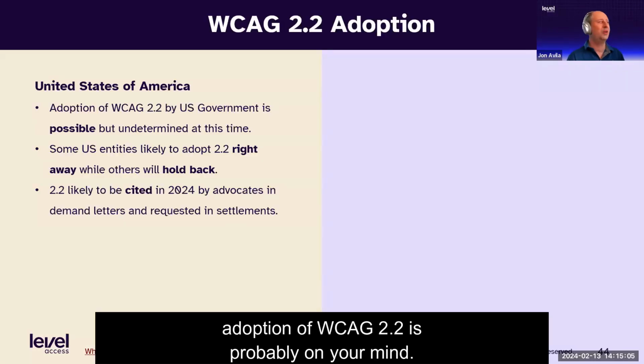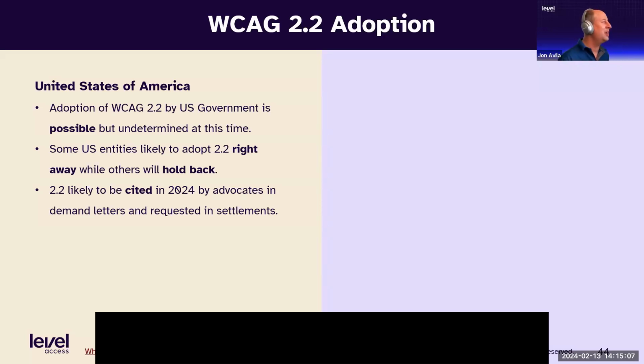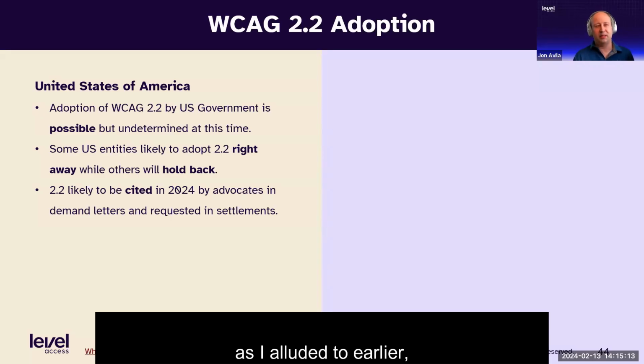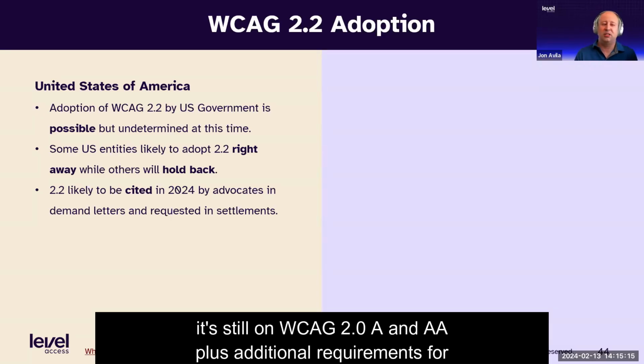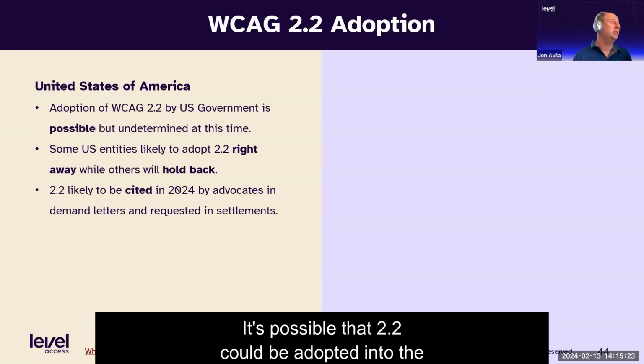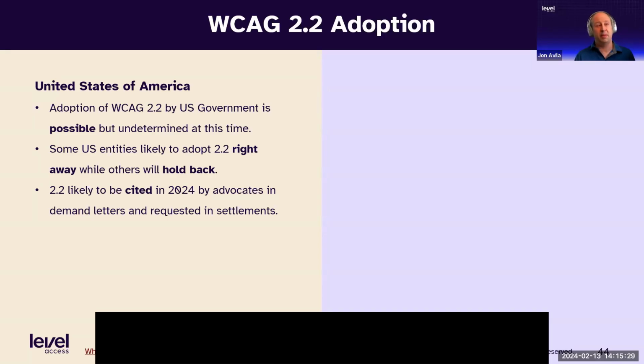adoption of WCAG 2.2, which is probably on your mind. What's happening in the US right now? Section 508, as I alluded to earlier, is still on WCAG 2.0 A and AA, plus additional requirements for software and hardware and things like that. It's possible that 2.2 could be adopted into the standards, but it may not likely be.